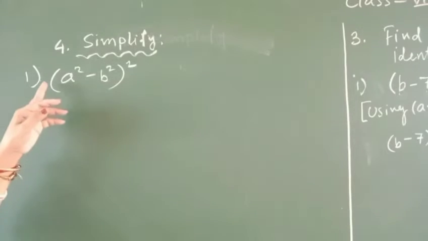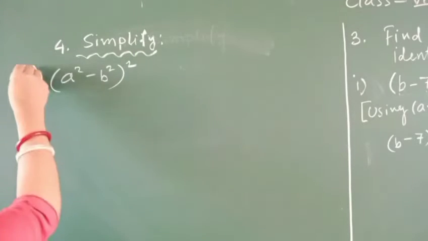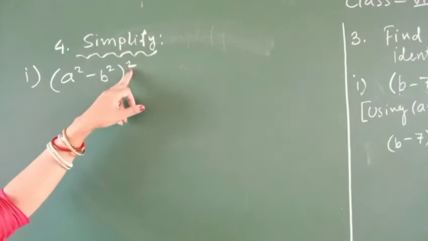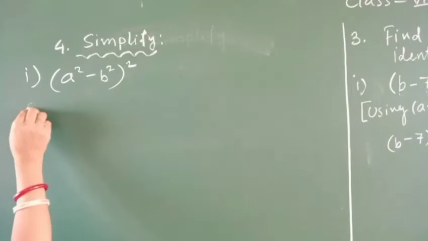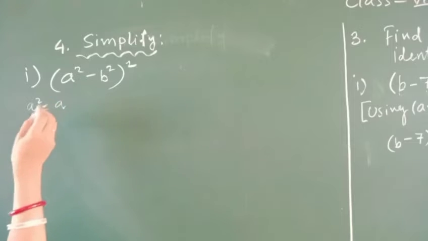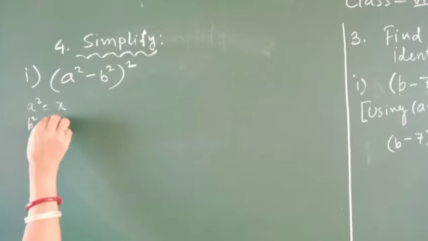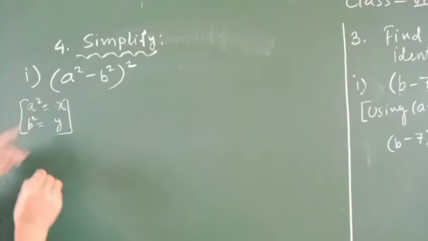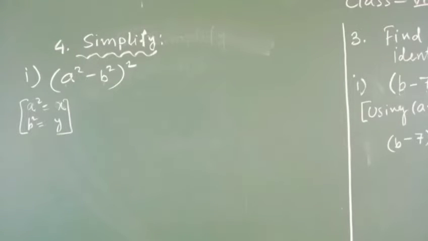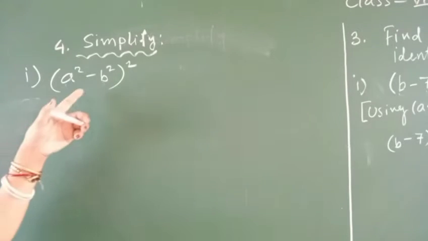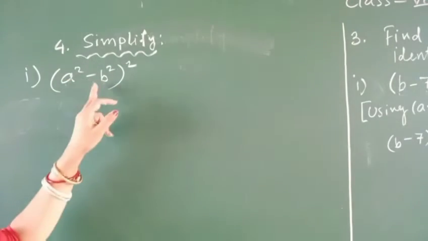Now in this question number 4, we will simplify here. Question number 4, 1, a square minus b square whole square. We will consider a square as complete a, or you can consider a square is equal to x and b square is equal to y, and we will see that it will be x minus y whole square. So what I can write here? We will identify that the a minus b whole square identity will be suitable for this.